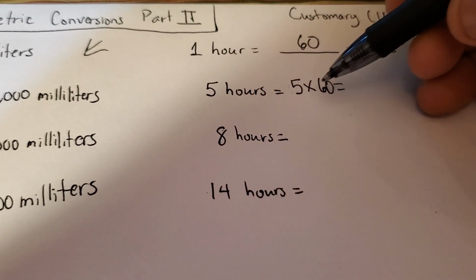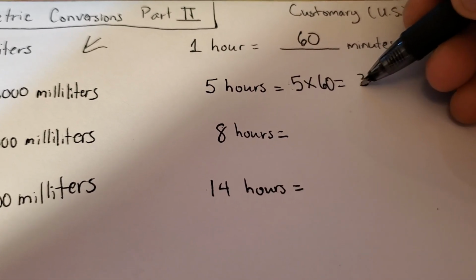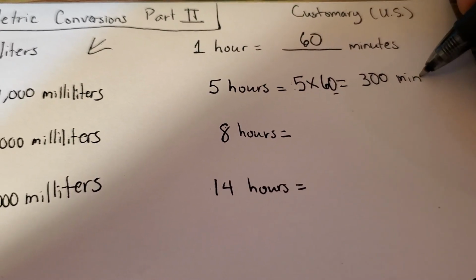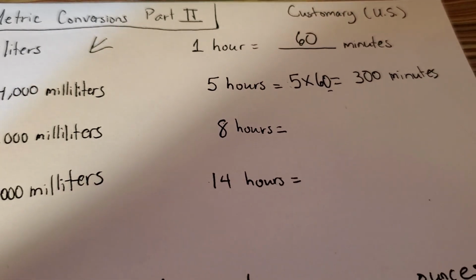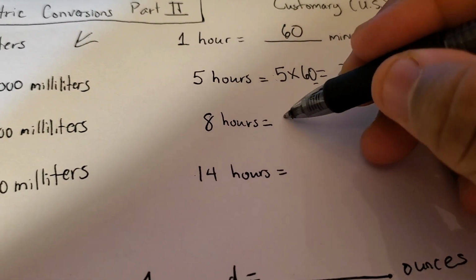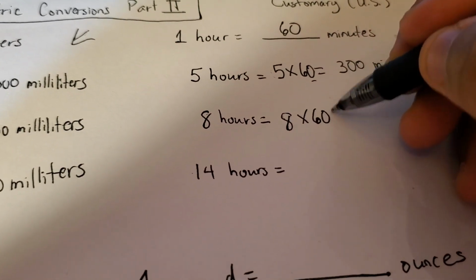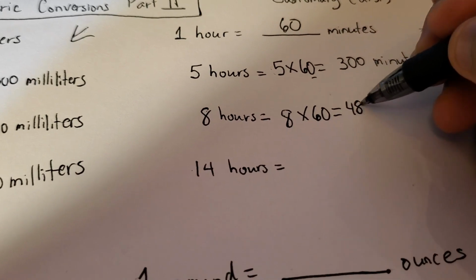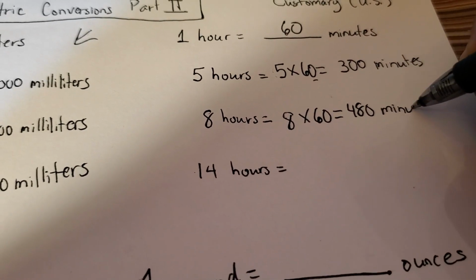So if I want to know how many minutes are in 5 hours, I would multiply 5 times 60. And then I know 5 times 6 is 30. And then I have an extra 0 here, so it's 300 minutes. Okay, what about 8 hours? Well, same strategy. I would use 8 times 60. And that would be 8 times 6 is 48. So it'll be 480 minutes.